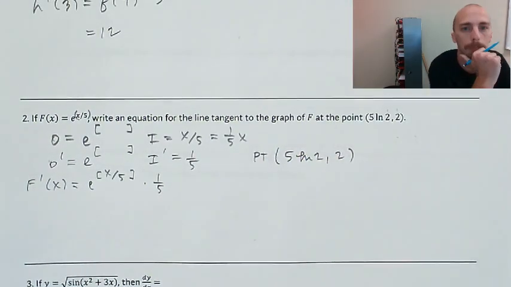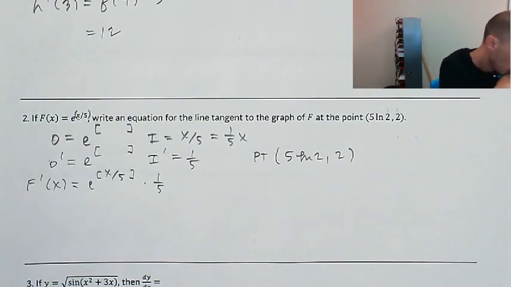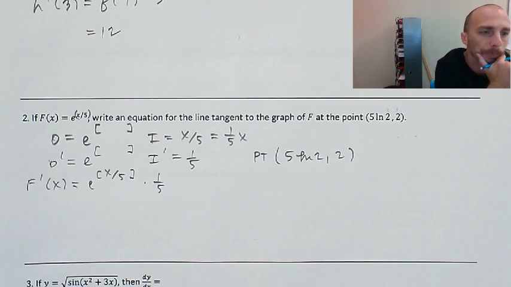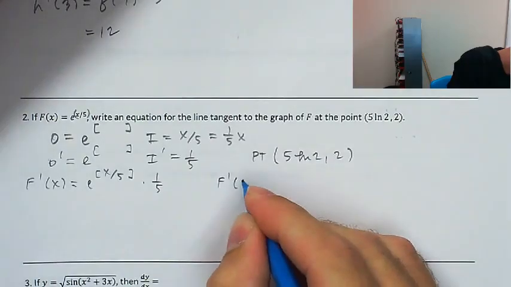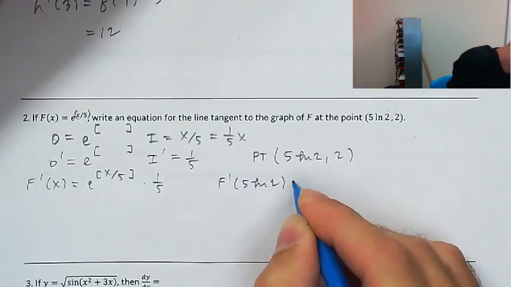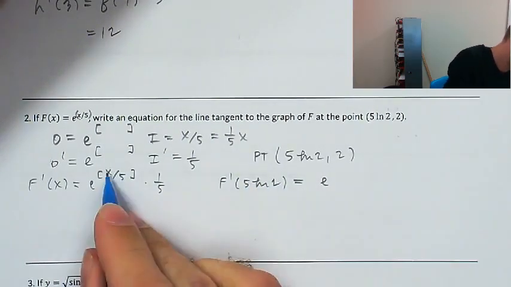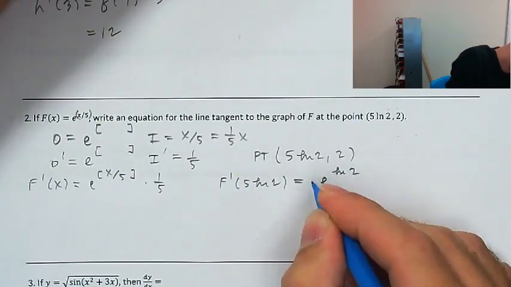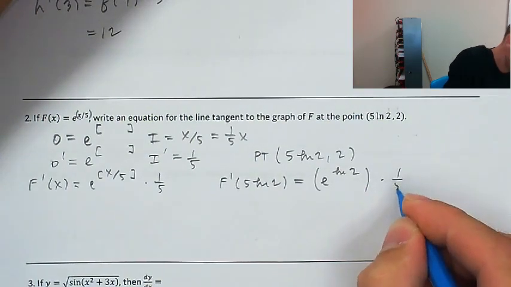But I know this problem, there's an equivalent multiple choice question that's very similar to this. They just give you the coordinates, the point. And so to get the slope, I'm going to need f prime of 5 times the log of 2. Okay, well, whatever, we can work with that. E to the, well, if I take 5 log 2 and divide by 5, well, that's e to the log 2. And we know what that is. That's just going to be 2. And that's multiplied by 1/5.